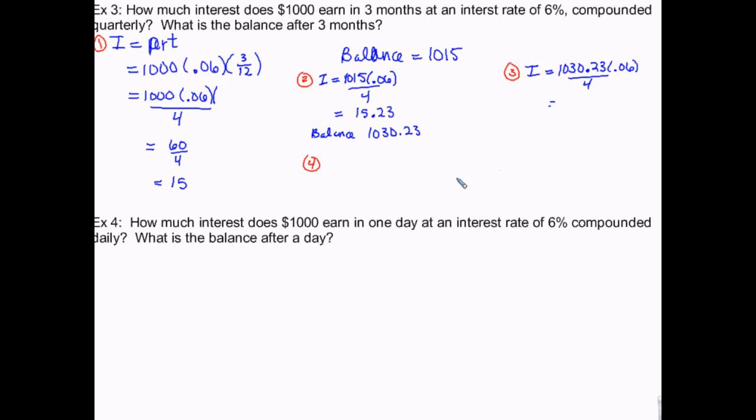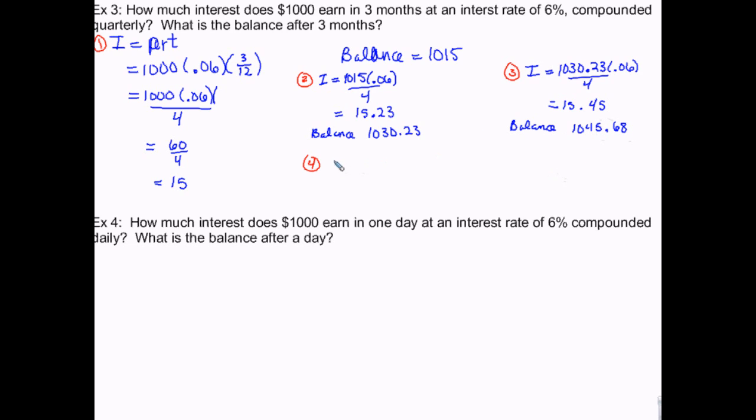Which gives us 15.45, and you add that to the 1030.23, and your balance at the end of the 3rd quarter would be 1045.68.